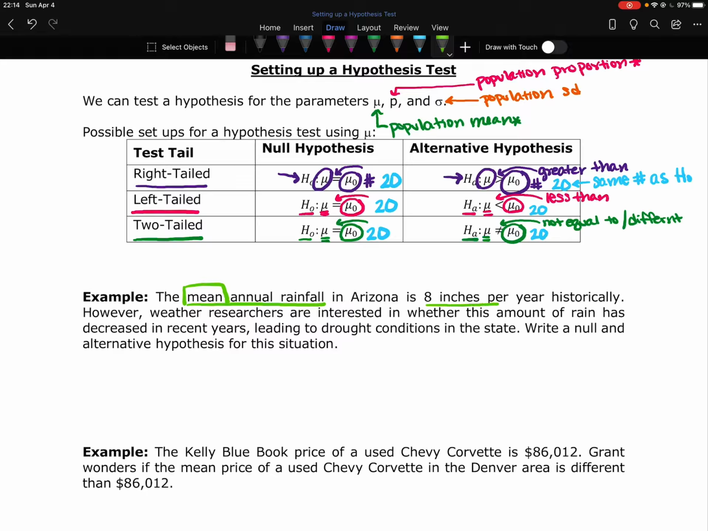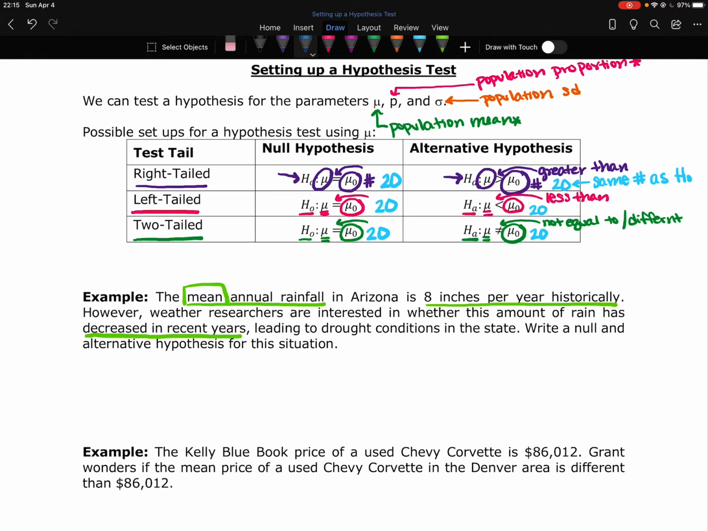It is 8 inches per year historically. That's important to me. That's going to give me this status quo number. Historical information, census data, that kind of stuff, gives you that status quo information to use for your null hypothesis. And then the weather researchers are interested in whether this amount has decreased in recent years. They want to know, is the amount of rain going down? Are we getting less rain? And now that means we're in a drought, which changes everything about how you use water as a state.